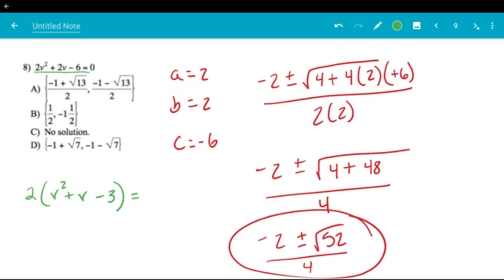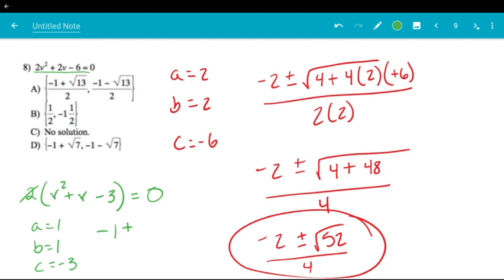And in fact, if this would work, we can ignore this 2 that's out here in the beginning. We've factored it out. It's no longer part of our quadratic. So now, actually, our A value is 1, our B value is 1, and our C value is -3. Let's see if that fixes the problem.